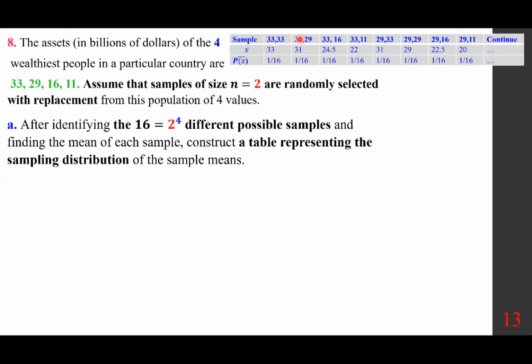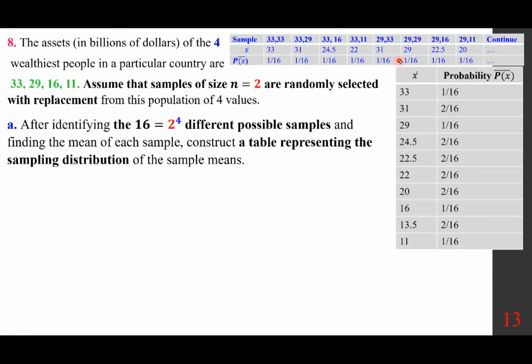But when you have something like 33 and 29, again, this is going to repeat with 29 and 33. That's why you have two of them. So you have 1 out of 16 here, and you have 1 out of 16 here, which results in 2 out of 16 or 1 out of 8.